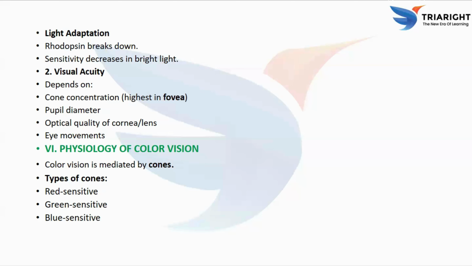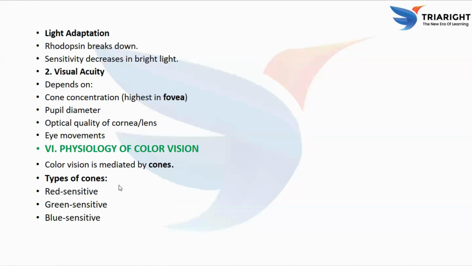So what are the cones? Red sensitive cone. This has a long wavelength, which is an L cone. Green sensitive cone, which is a medium wavelength, which is an M cone. And blue sensitive cone, these are sensitive to a short wavelength, which is an S cone. So how does color vision work here? Colors are recognized by comparing the stimulation of all three cone types. So the brain interprets the ratio of the activation.